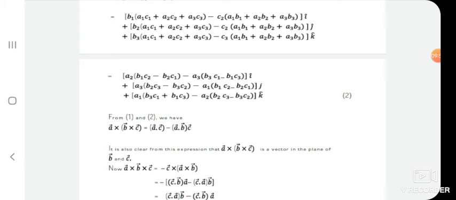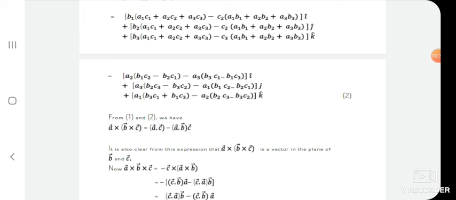If we compare equation 1 and 2, the right hand sides of equations 1 and 2 are both the same. Therefore, A cross B cross C is equal to A dot C into B minus A dot B into C. There is some printing mistake here, or B is not there. That's why it is A dot C into B minus A dot B into C. Hence, we can show that A cross B cross C is equal to A dot C into B minus A dot B into C.